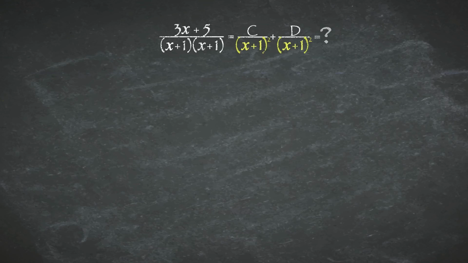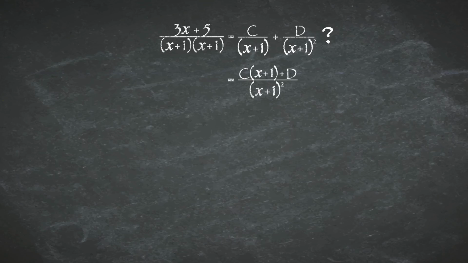Maybe we can square both denominators. Then, combining the two fractions, we get c and d, a constant, in the numerator. But on the left-hand side, there is a term in x as well, so this doesn't work. How about if we just square one denominator? Let's see if this works. Combine them together. Looks promising.